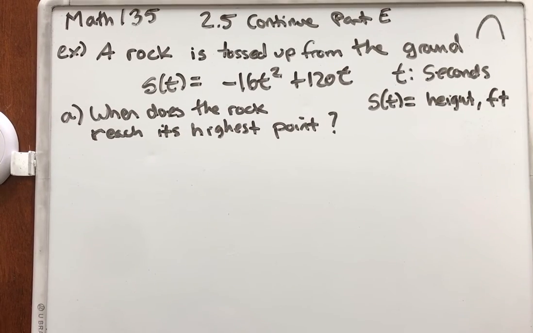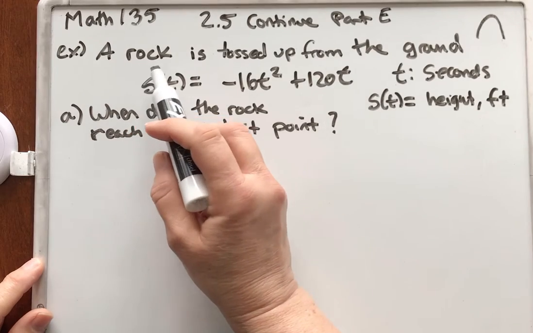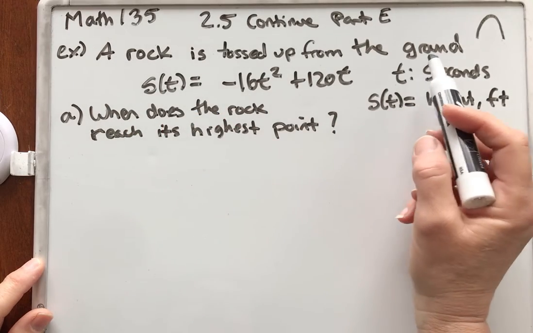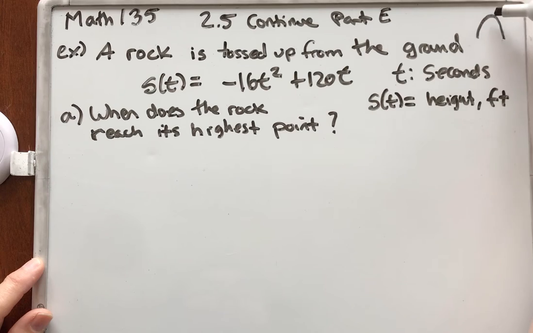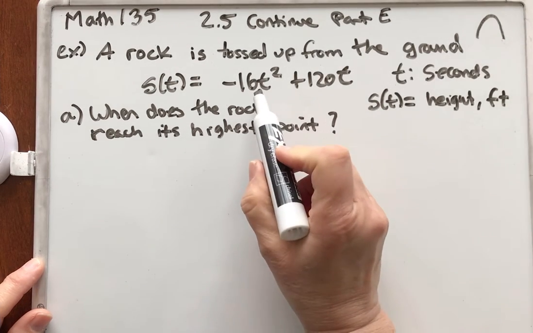2.5, continue part E. This is our last problem. So we have a rock. A rock is tossed up from the ground. So here we have the rock goes up and the rock goes down. So we have a parabola. Here's the equation. And notice it is a parabola.